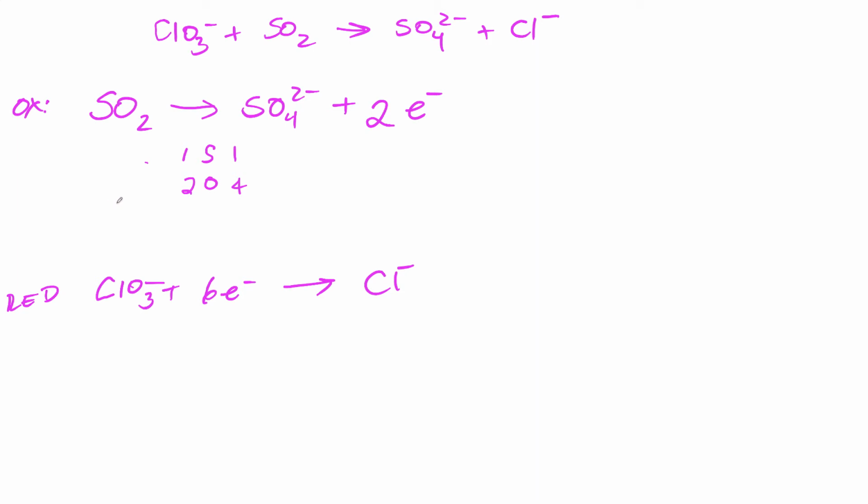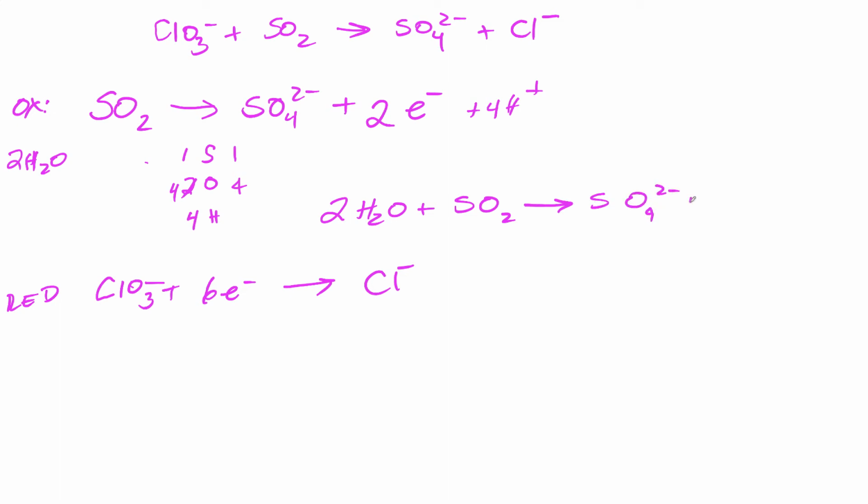This is different from what you learned last time. To do this, we add 2 molecules of H2O. So that changes the oxygens to 4. Then we're going to end up with 4 atoms of hydrogen, so we're adding 4H plus on this side. I'm going to rewrite the equation as 2H2O plus SO2 yields SO4 minus plus 2 electrons plus 4H plus.